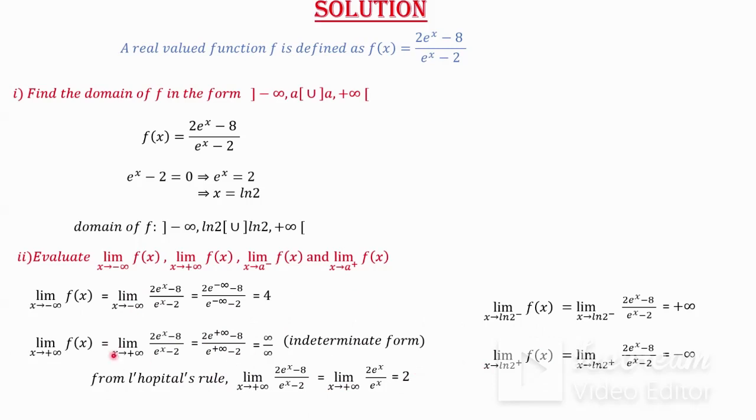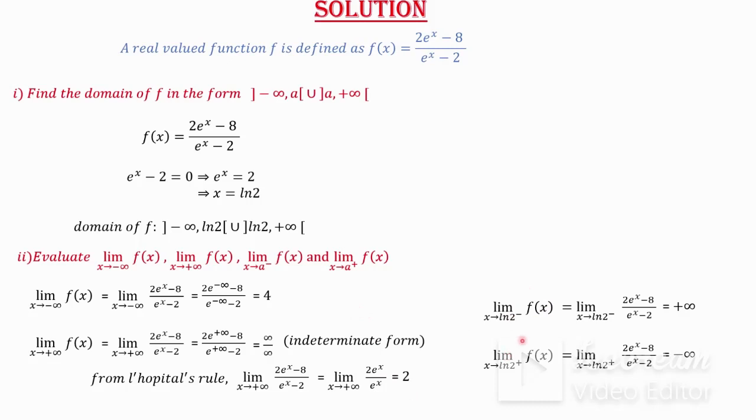Why? Because we clearly see that the limit of f of x as x tends to negative infinity gives us a finite number, that is 4. The limit of f of x as x tends to positive infinity also gives us a finite number, which is 2. We can therefore conclude that y equals 4 and y equals 2 are our horizontal asymptotes.